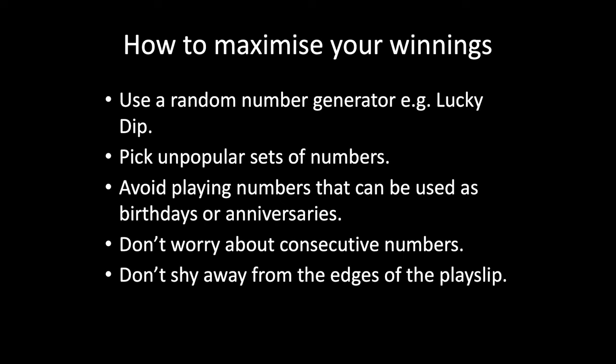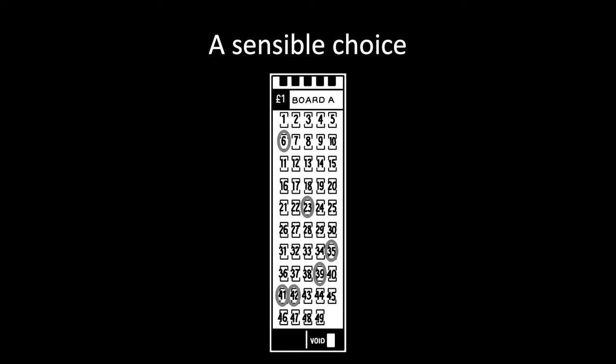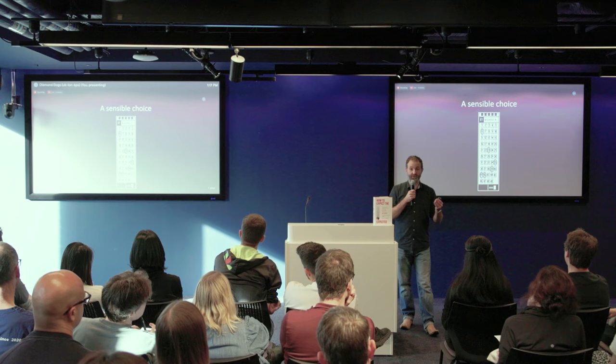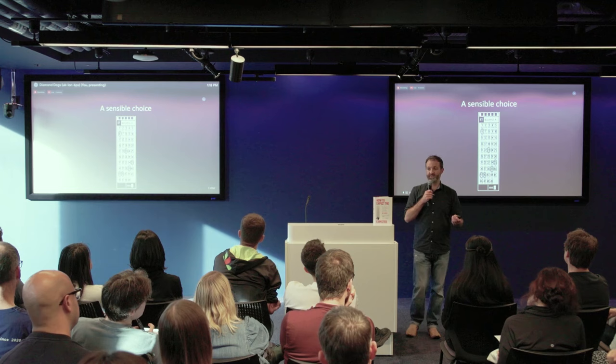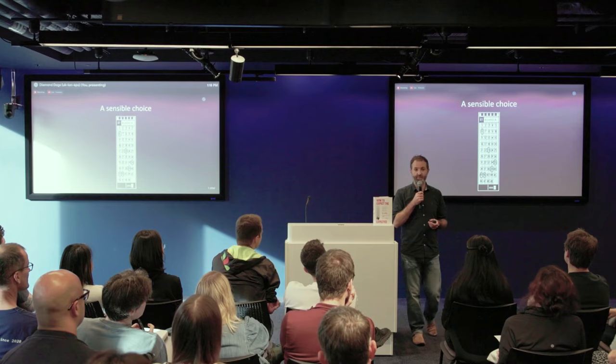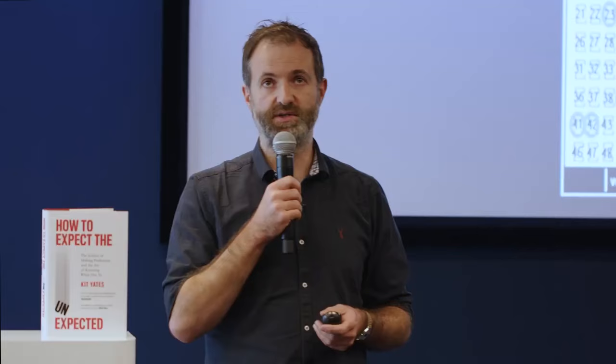So here's a sort of sensible choice that I've picked out, and you know, you might not like it, but I'm showing that there I'm using the edges, I'm biasing myself away from those top 31 numbers. I've only chosen two of my six out of the first 31 numbers. I've got consecutive numbers in there. So I'm not saying this is any more likely to win than any other pick, but if it does win, I'm fairly confident that not many other people will have chosen these numbers. Okay, so this seems like a sensible choice.